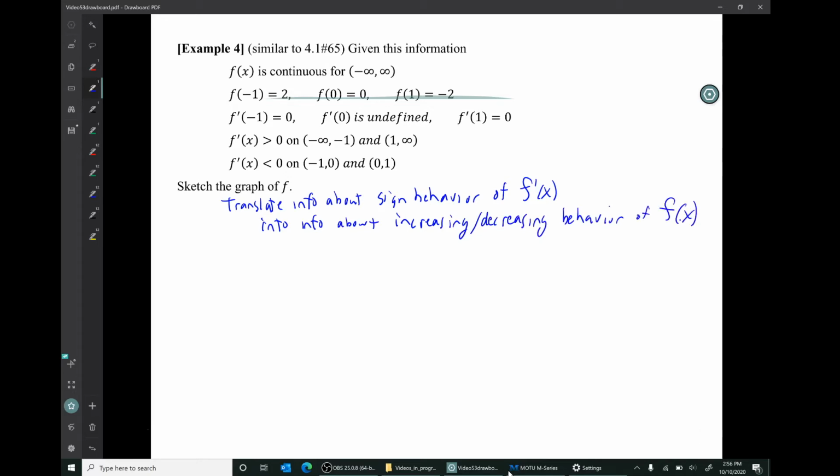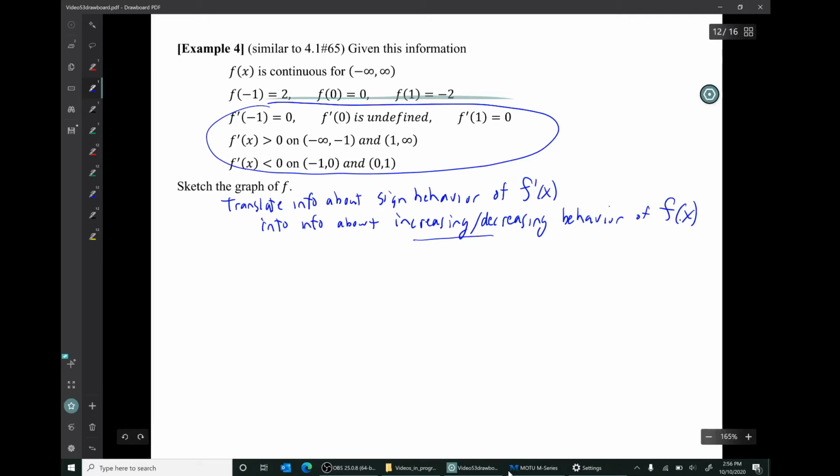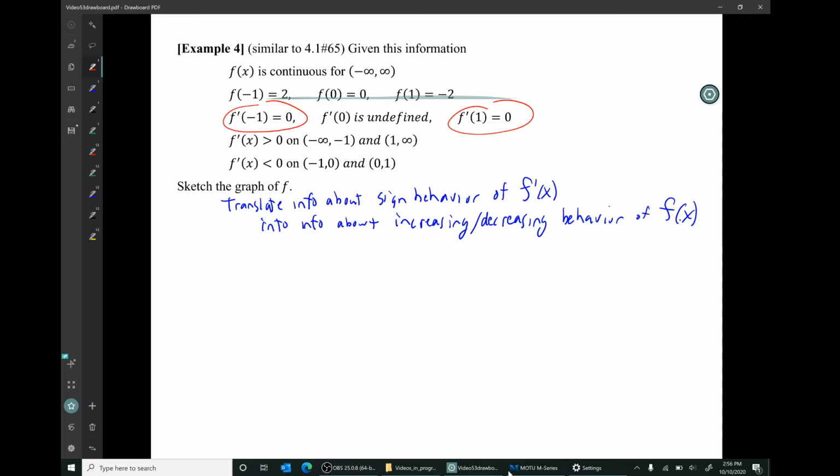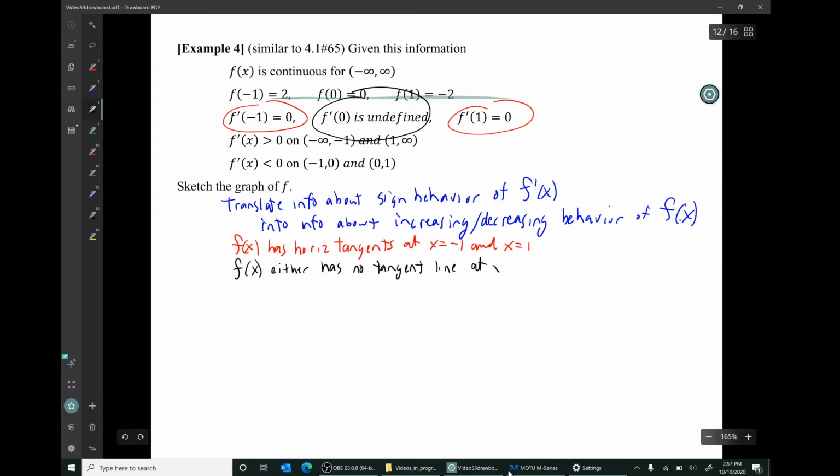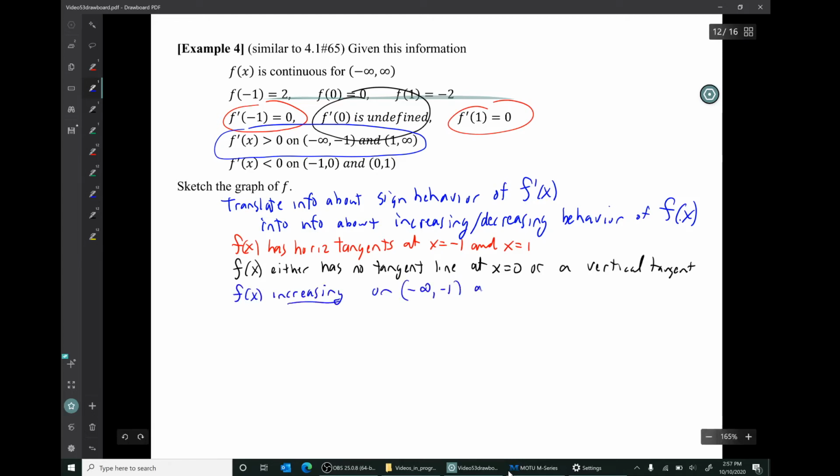All right, so when we translate this sign behavior about f prime into information about f, it's going to be information about the increasing, decreasing behavior of f. So this information and this information tells us that f of x has horizontal tangents at x equals -1 and x equals 1. This information tells us that f either does not have a tangent line at x equals 0 or has a vertical tangent at x equals 0. And finally, this information about f prime being positive on that interval tells us that f is increasing. And this information tells us about f being decreasing.